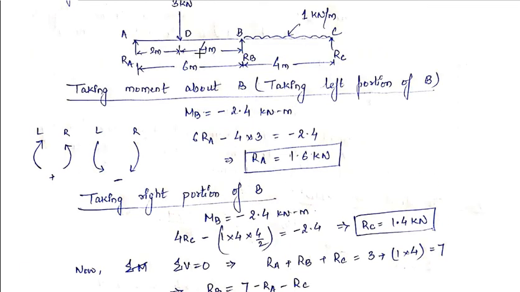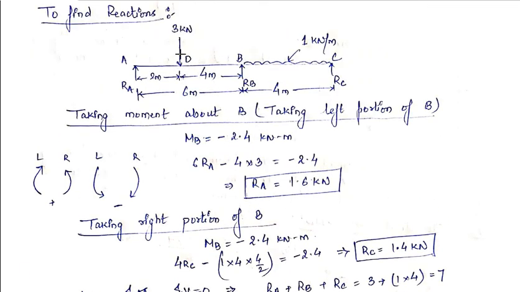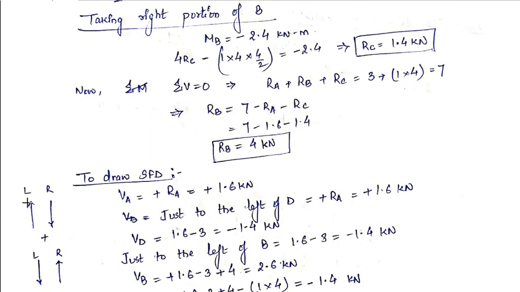Now we will take a section just to the left of point D. If you take a section just to the left of point D, on the left portion of the D section there is only one force, that is RA, and it is acting in the upward direction. And if the left force is in the upward direction, the shear force will be positive.